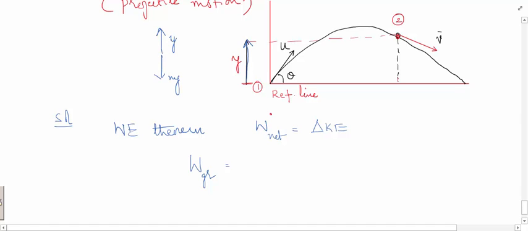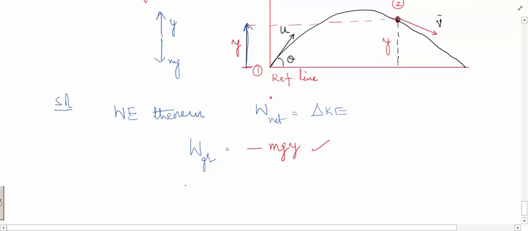Why? Because when the particle moves along the trajectory, the parabolic path, at any instant of time, let us suppose that it is at the point 2. Here, the vertical displacement is y. So work done by gravity means how much? As both are opposite, I will write minus mg into displacement y. Clear? So now this is the only work done.